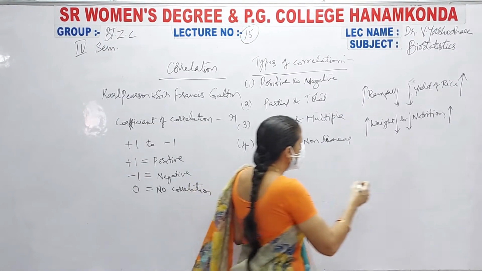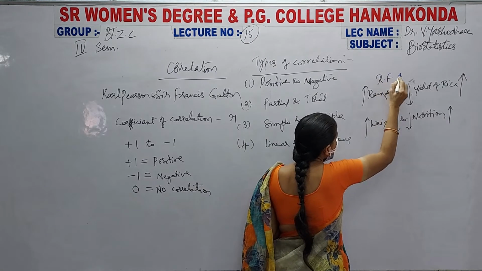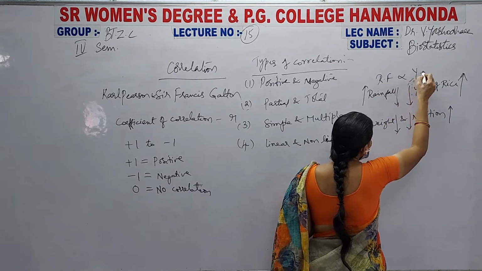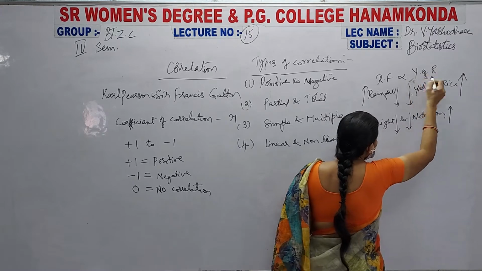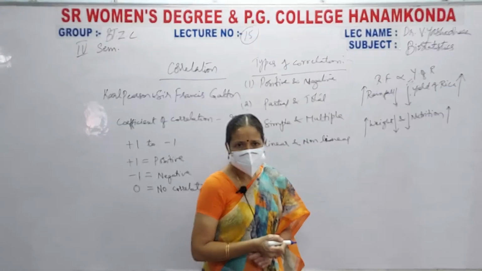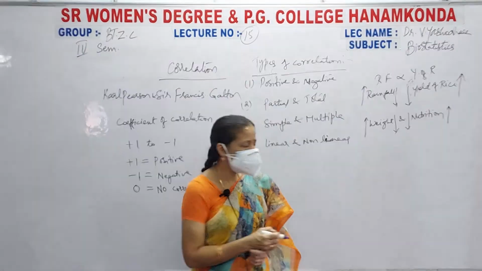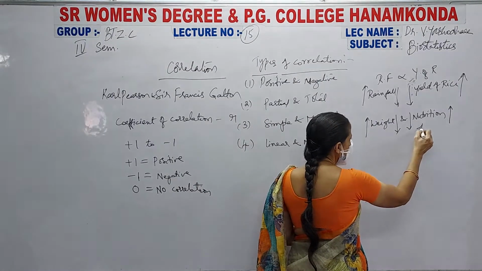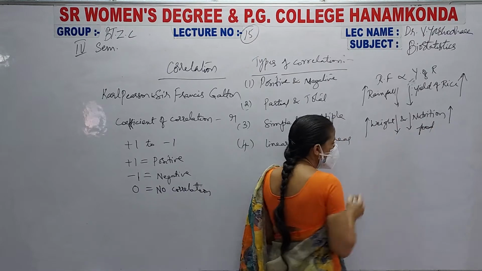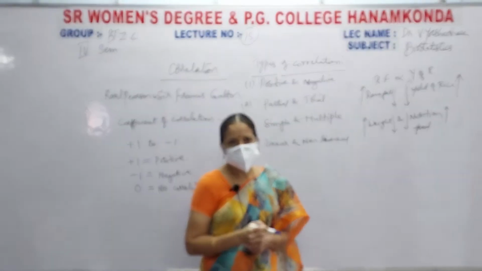So that means rainfall and yield of rice both are directly proportional to each other, and the nutritious food and weight of the animal are also directly proportional to each other.